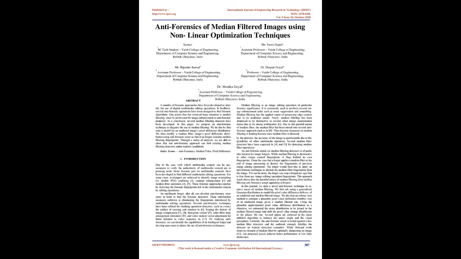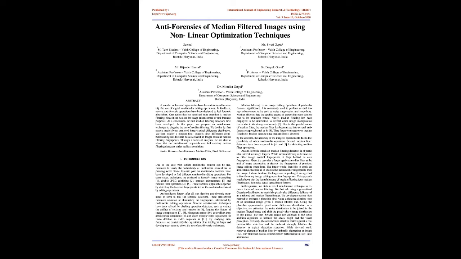In this paper, we propose an anti-forensic technique to disguise the use of median filtering. We do this by first stating a model for an unaltered image's pixel difference distribution. We then modify a median filtered image's pixel difference distribution using anti-forensic noise so that it no longer contains median filtering fingerprints. Through a series of analyses, we are able to show that our anti-forensic approach can fool existing median filtering detectors under realistic conditions. Index terms: anti-forensics, median filter, pixel difference.